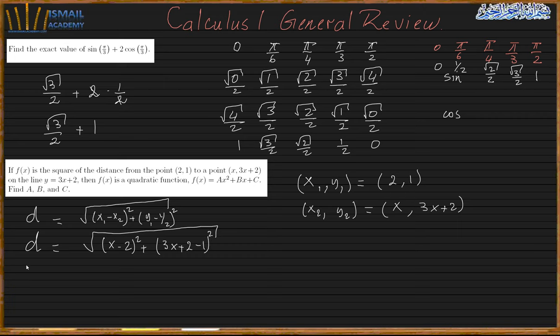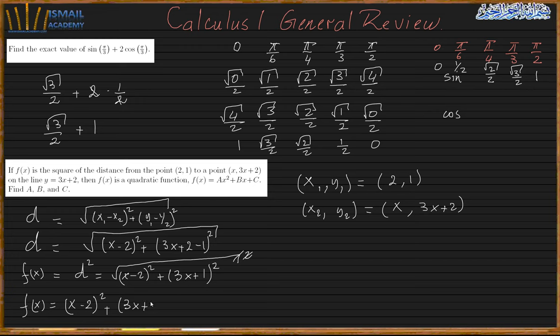Now, what is my function f of x? f of x is the distance squared, the square of the distance. So I just take the square of this square root, which gives me the square root of x minus 2 squared plus 3x plus 2 minus 1, which is plus 1. I square this, which means that the square root cancels out. So my function will be x minus 2 squared plus 3x plus 1 squared.